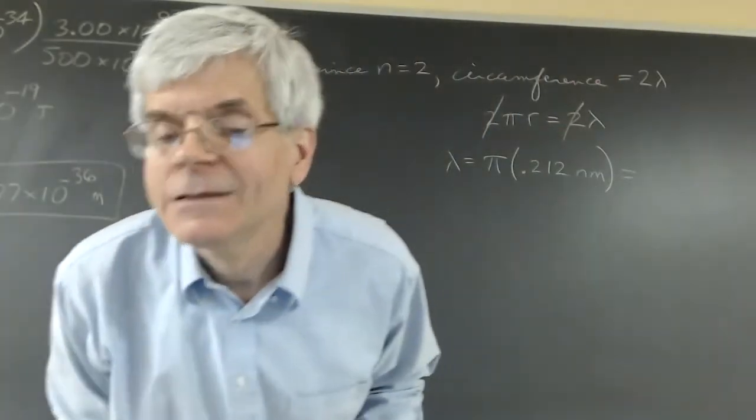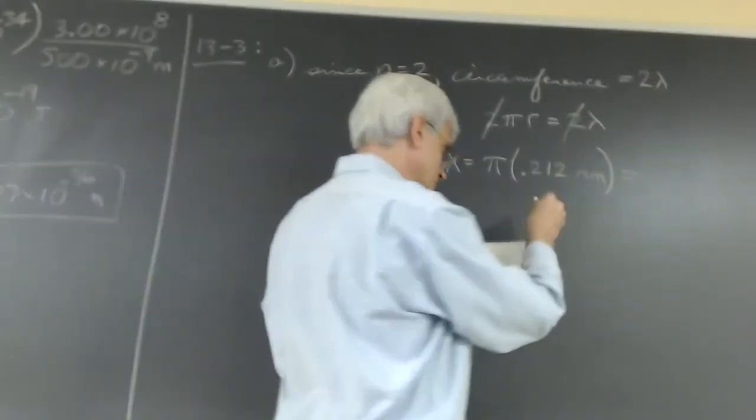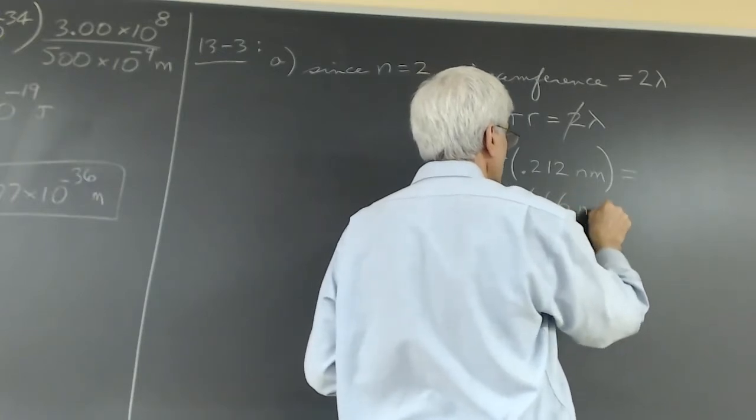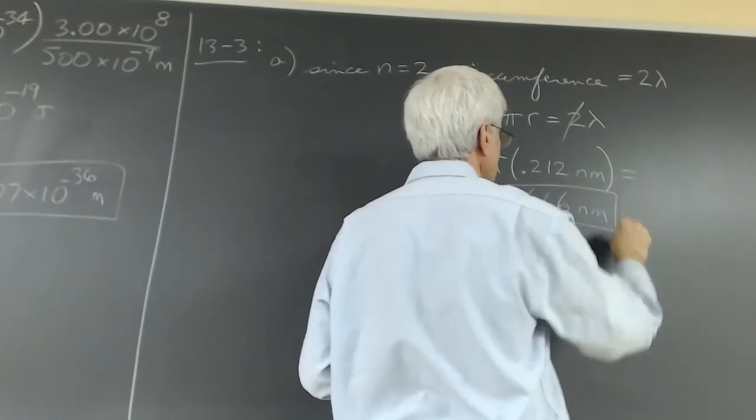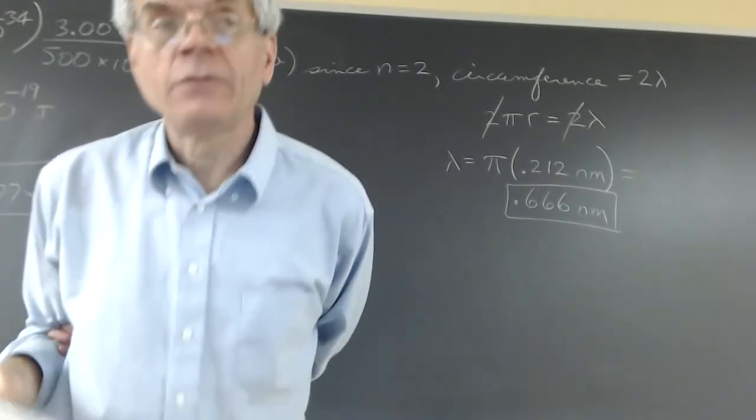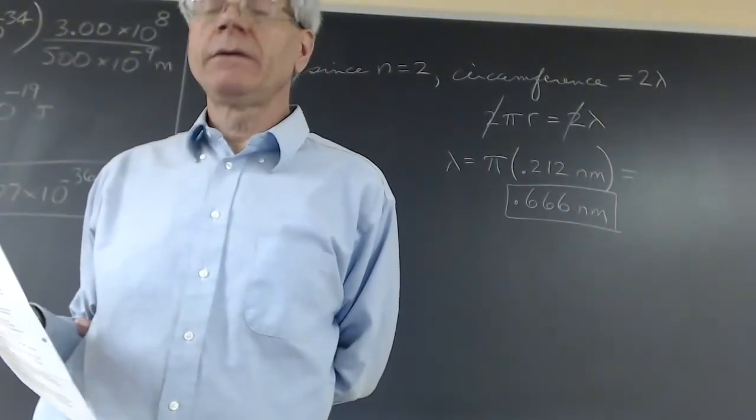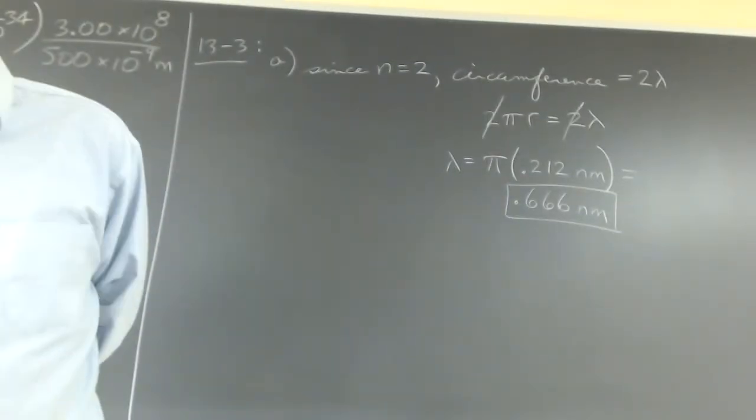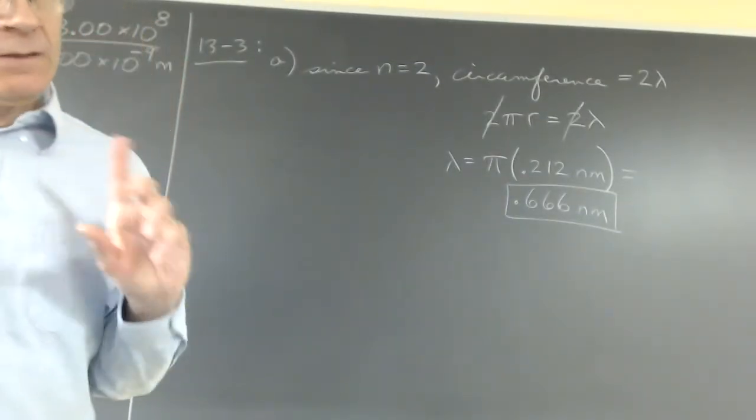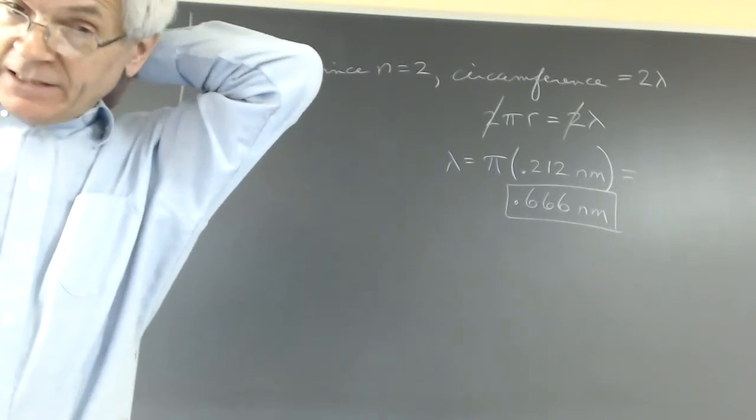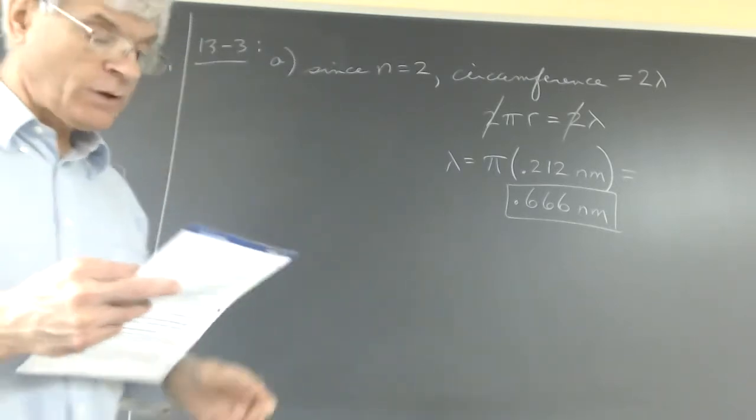And maybe I'll put it down here. A nanometer is a billionth of a meter, 10 to the minus 9. So now that's the wavelength of the electron, not to be confused with the wavelength of any light it might give off. Two different kinds of waves there.